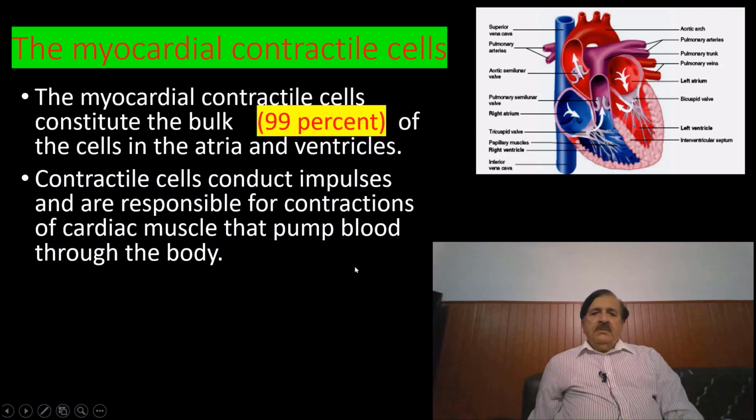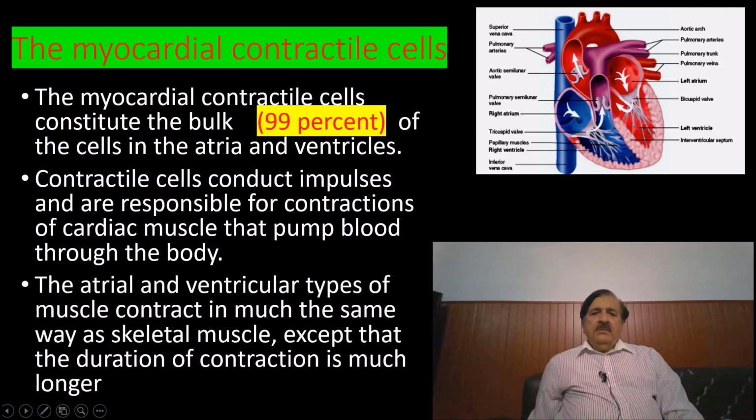Contractile cells conduct impulses and are responsible for contraction of cardiac muscle that pumps blood through the body. The heart receives blood from the body and from the lung, and then by contraction and relaxation, the heart pumps this blood into the general circulation throughout the body. So this is the main function of the heart.